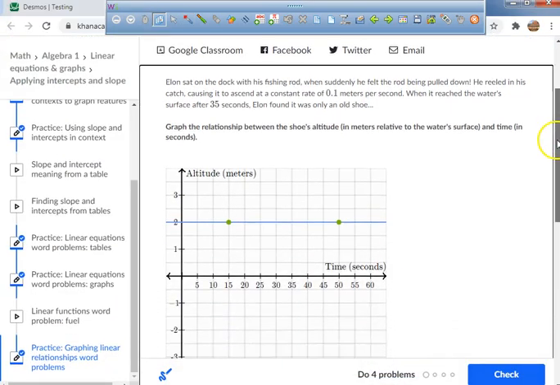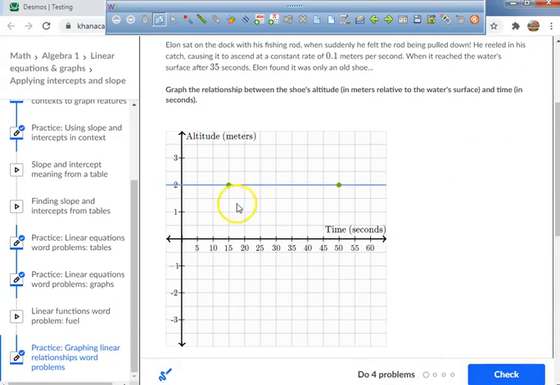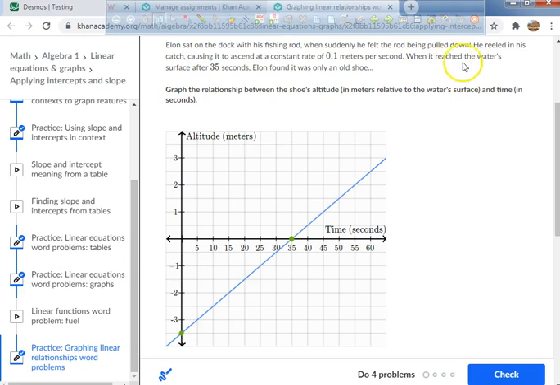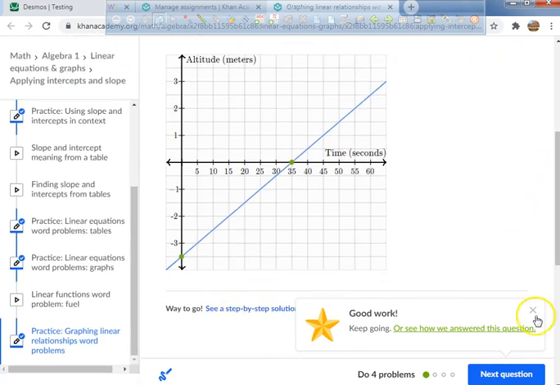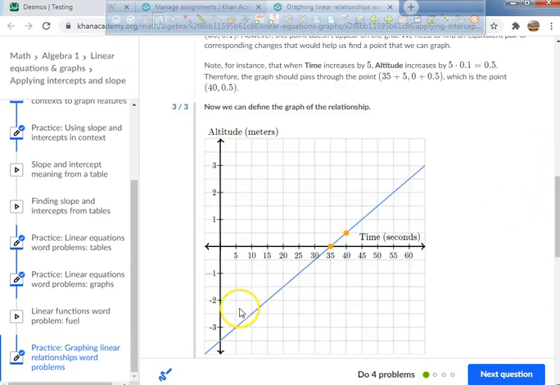Scrolling down. I'm going to put this dot right there at negative 3.5. I'll put this dot at 35, 0 because it says it reached the water's surface. So this right here would be the water's surface, the x-axis. See if I got it right. Oh, I am awesome. All right, let's see the step-by-step solution, see if they did anything different. I don't know. We'll see.